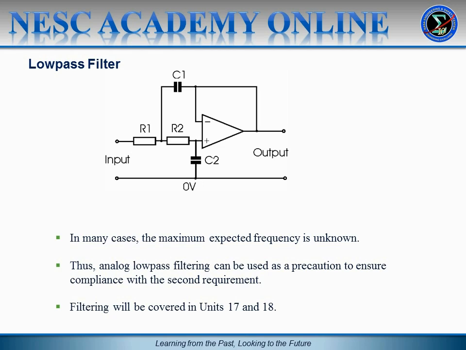Well, here's the challenge that we face. How do we know what the maximum frequency will be for our source energy? And in many cases, we simply do not know. So here's the solution. We must pass our analog data through an analog low-pass filter. And this must be prior to digitization, because once we've digitized the data, it's too late to prevent the aliasing error from occurring. Now, the frequency and type of filter that should be used will be covered in the upcoming units 17 and 18.